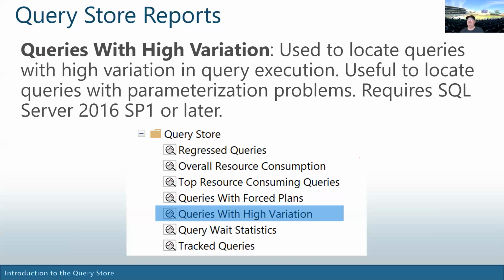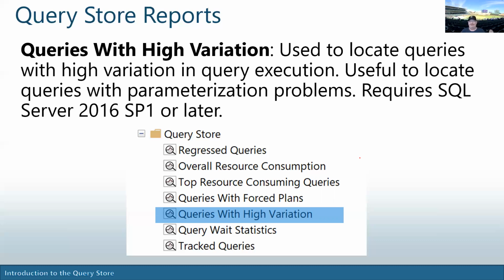High variation. This is where you have two plans for a query, and they're so wildly, what's the technical term? Out of whack. I think that's the technical term. So wildly out of whack. This one runs in 1 second, and then this one runs in 5 minutes.